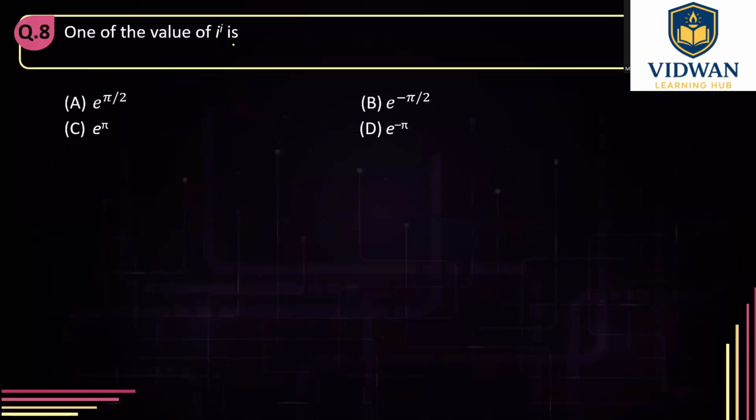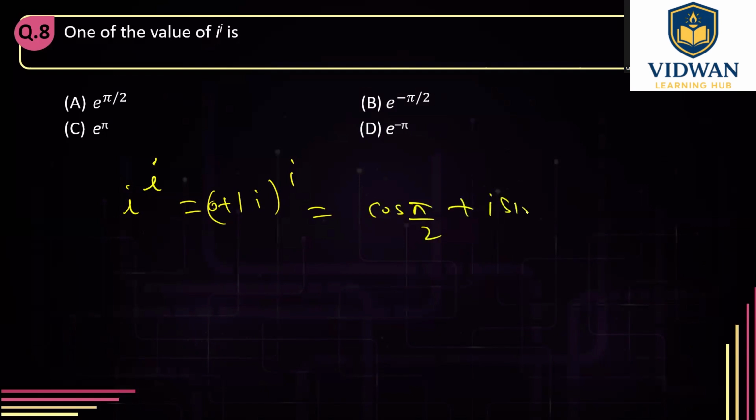We have to find out the possible value of i power i. So one of the values means you need not find general solution. Any one possible value you need to find out. So whenever you have i power i involved, you can write this in terms of e power of something. So we know that this i can be written as 0 plus 1i whole power i. And if I have to write in cos and sine, you know 0 is cos 90, 1 is sine 90. I can write cos pi by 2 plus i sine pi by 2 whole power i.